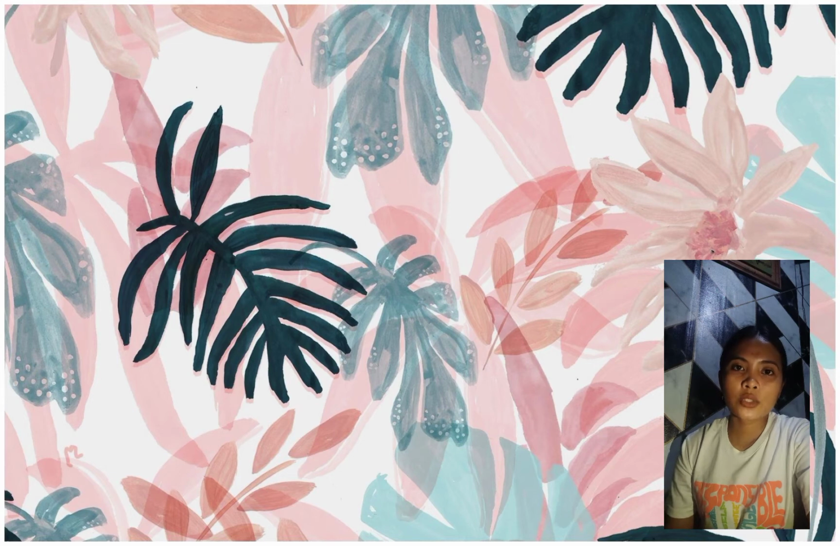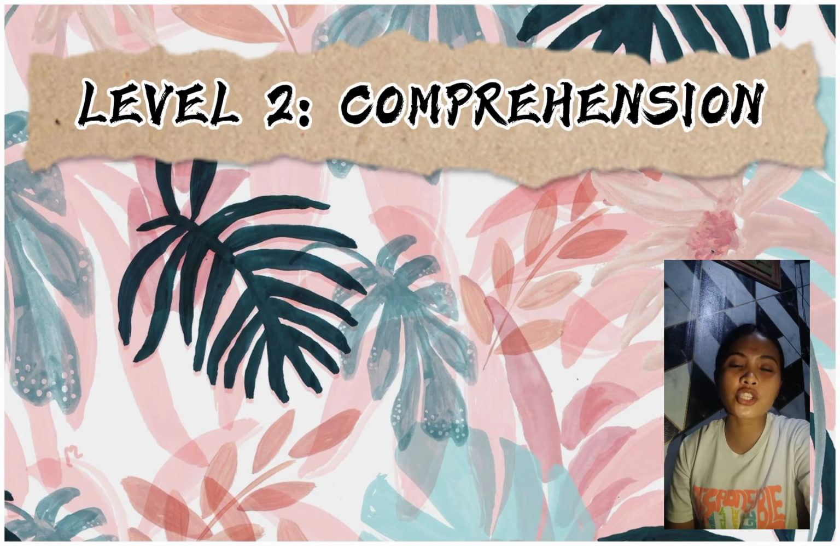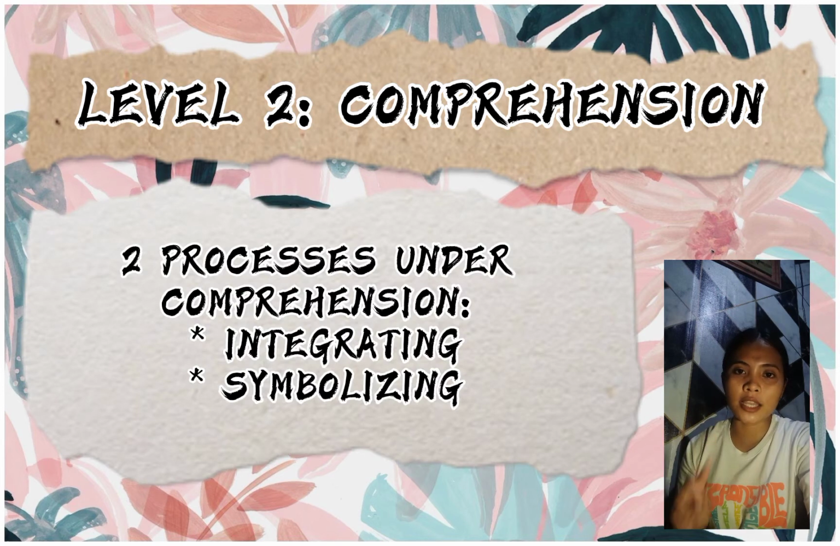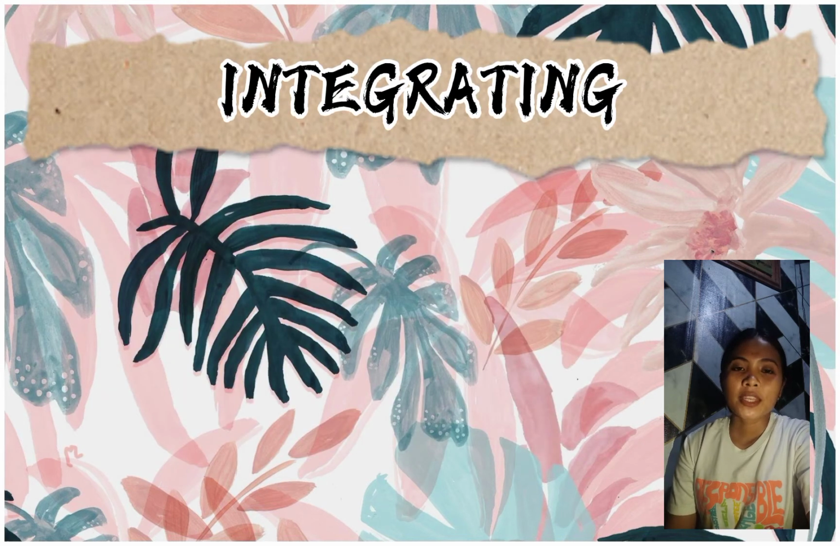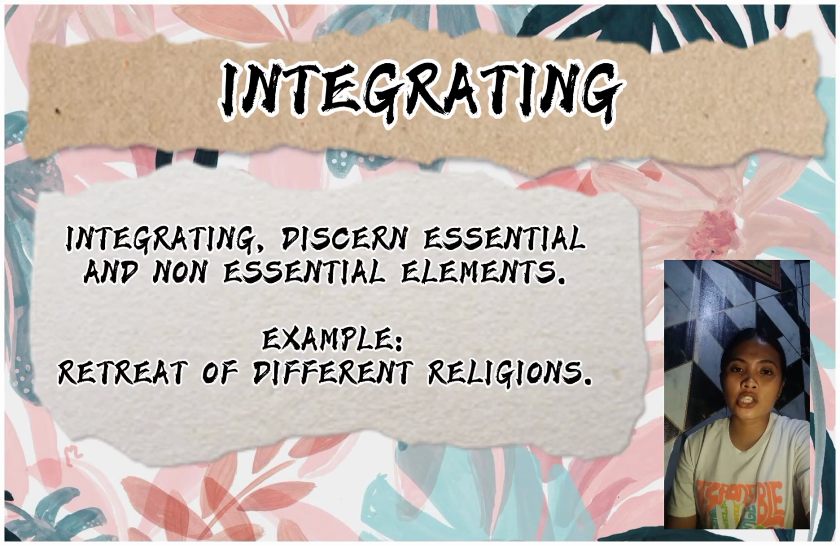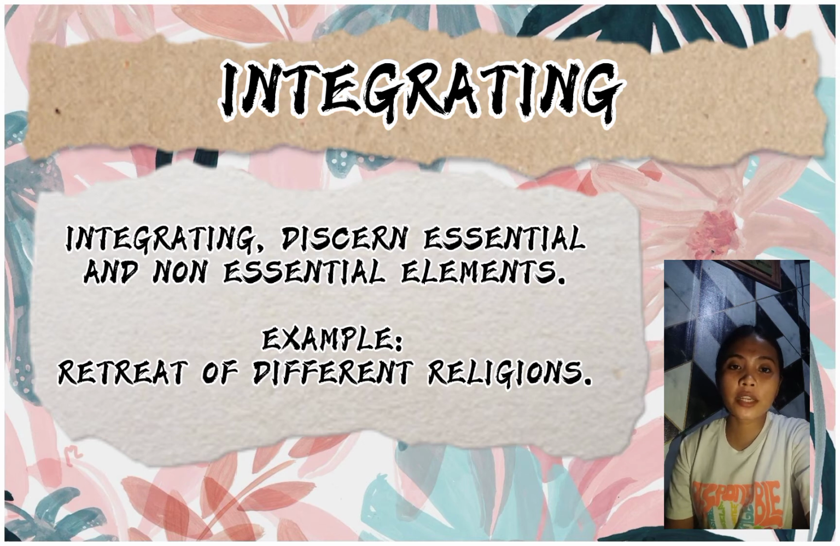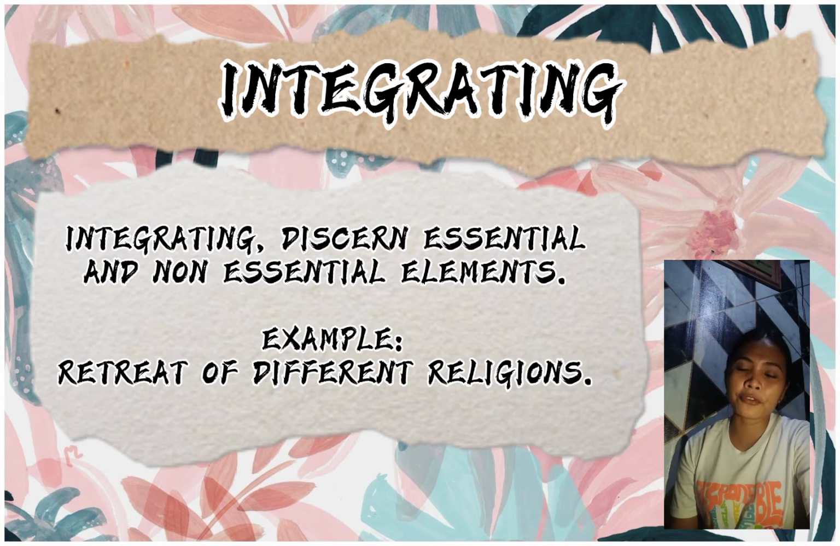And now, let's proceed to the second level of difficulty, which is the comprehension. Under the comprehension, there are 2 processes, and those are integrating and symbolizing. When we say integrating, it is discerning essential and non-essential elements. This is the act or process of uniting different things. An example of integrating is a retreat of different religions. This gives a chance to understand each other's beliefs and to spread respect for every religion.